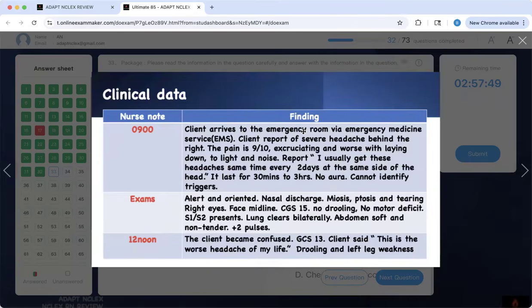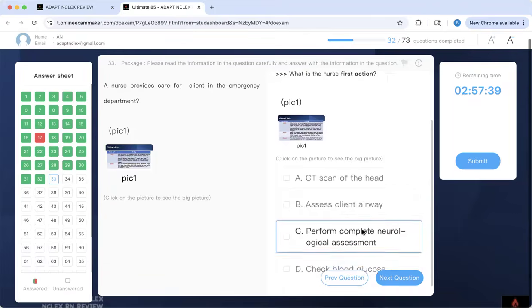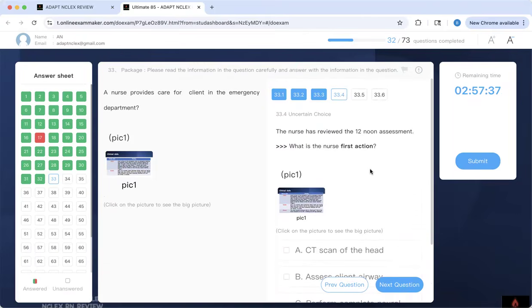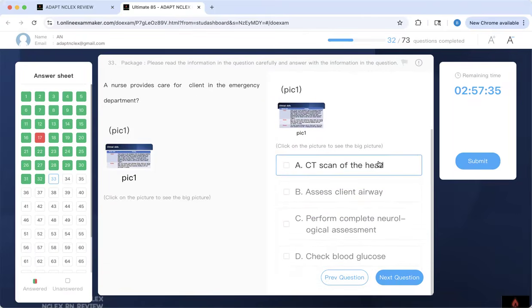This is what's original. Now he's confused. Worst headache of my life, drooling and left leg weakness. What would you do? What is the first next action? Do you get a CT scan, assess the client's airway, perform a complete neurological exam, check their blood glucose? What do you think? What would you do?